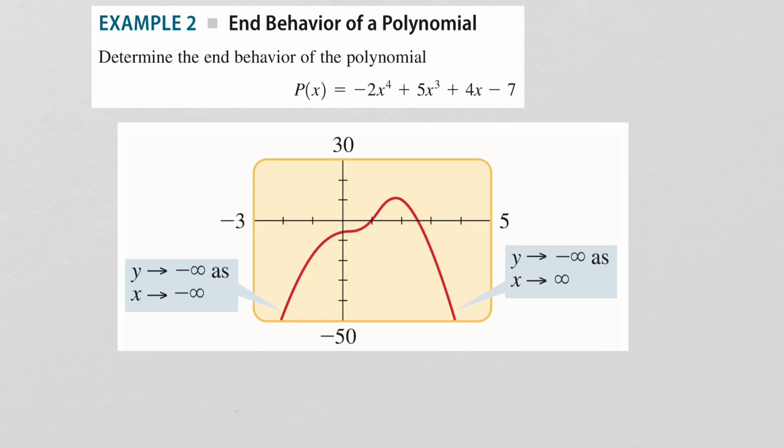And here is a picture of what this polynomial graph would look like. And you can see we have the notation here as we just previously put on the screen. But this is the end behavior. You can see that indeed it is going down on both sides.